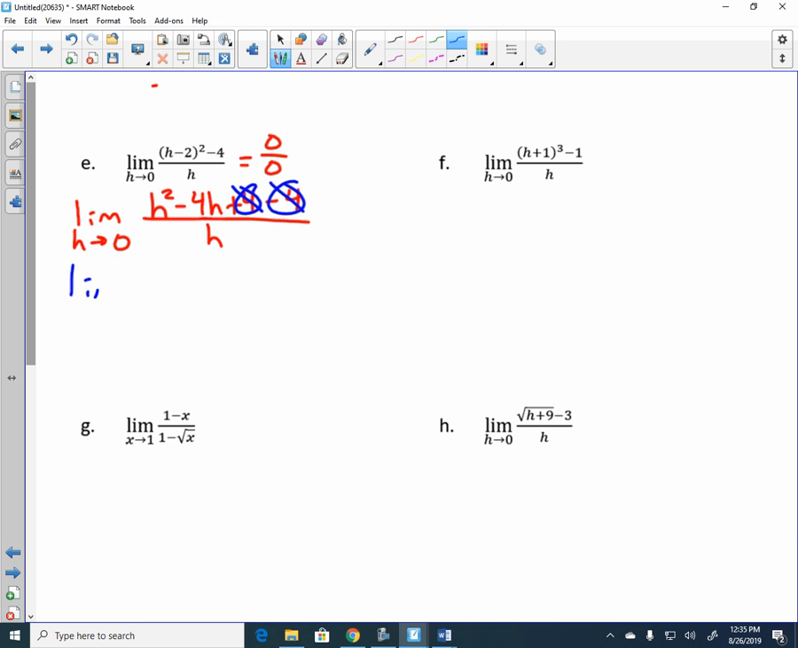Now what can I do? Can I get the limit as h goes to 0 of, when I factor out that h on top, it will cancel with the h on the bottom. I have h minus 4. Can you now plug in the 0? And what do I get?